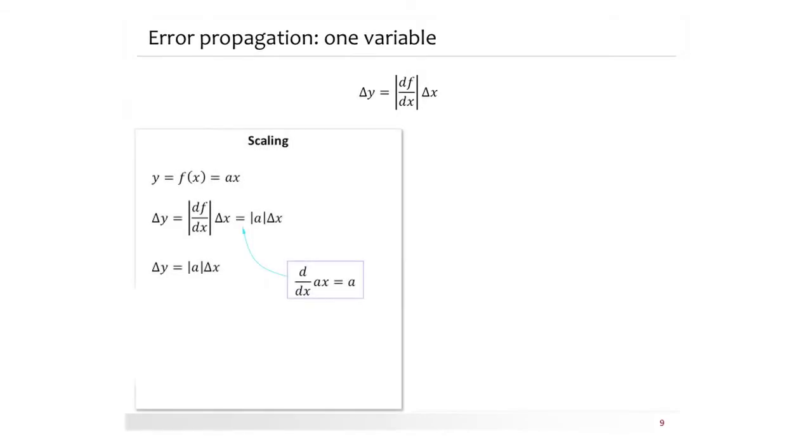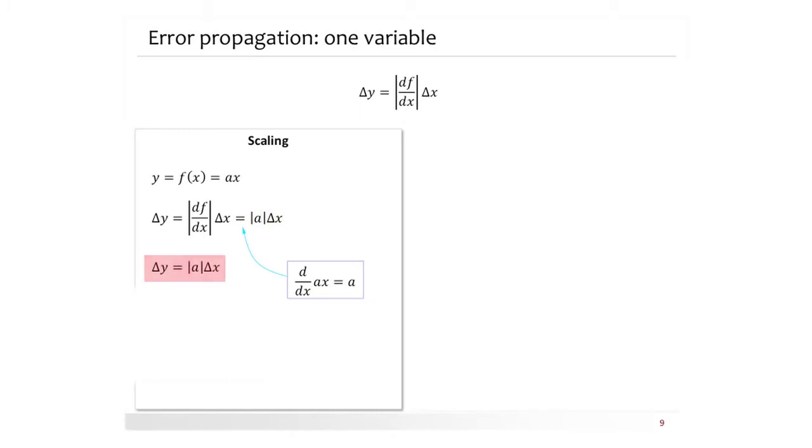So you have a variable, an error, and you want to scale it by a factor of 10, for example. Our function is a times x, where a is a scaling constant. So we use this formula. The derivative, as I showed you a moment ago, of ax is simply a, and it will be the absolute value of a, as shown here, times delta x. So this is our final transformation.